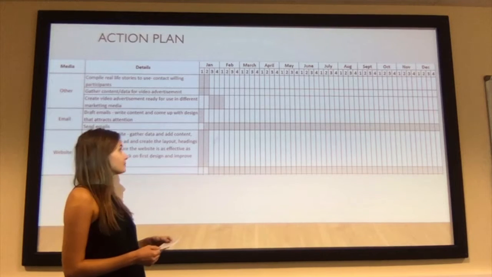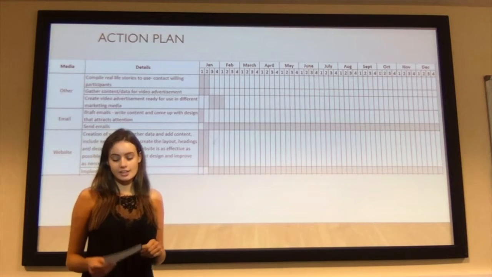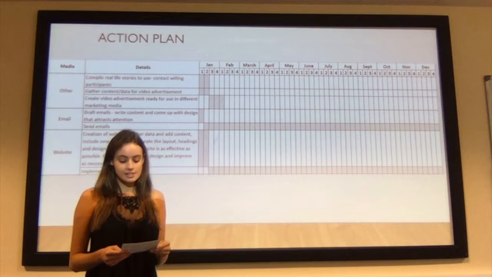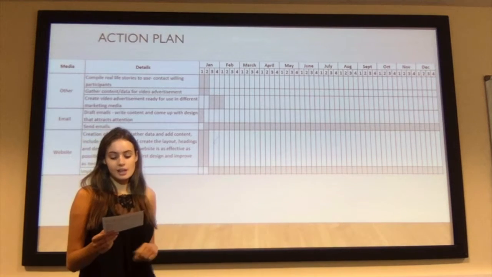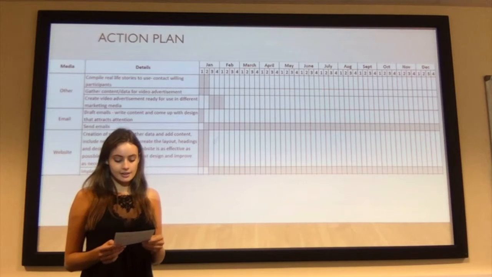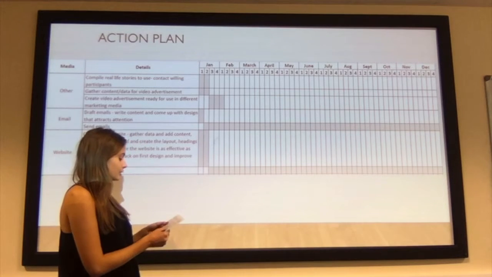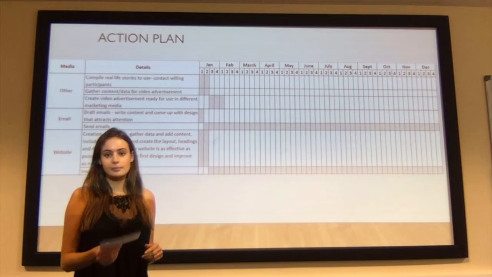So this is our action plan. It sets out a realistic structure and timings for our campaign while still allowing us to achieve our goals. It's important that we're productive in the first 2 weeks so that we can quickly begin our campaign. So in the first 2 weeks, we'll need to gather the real life stories we'll be using by contacting any willing participants.